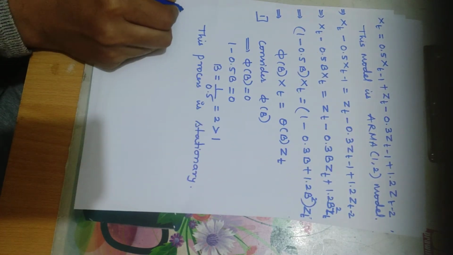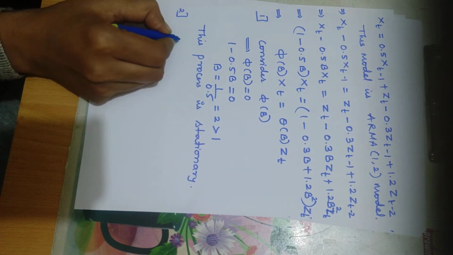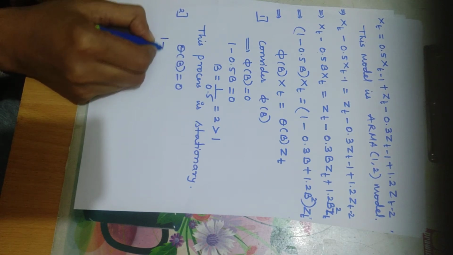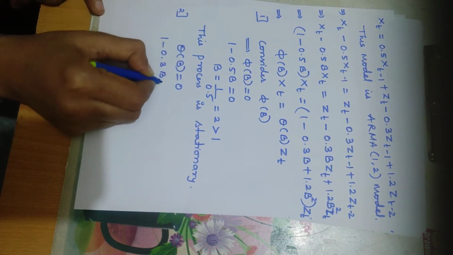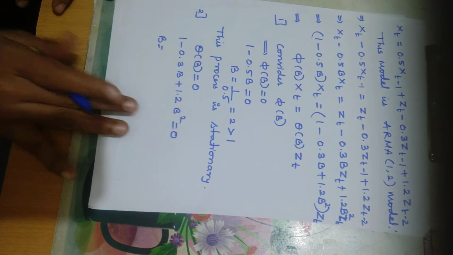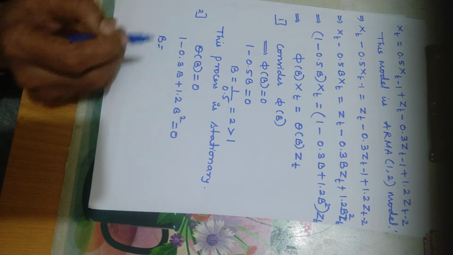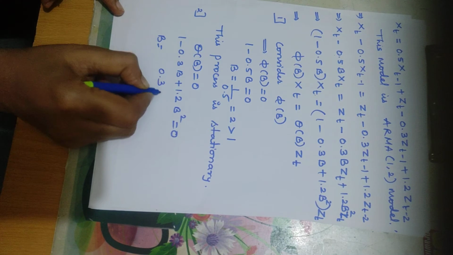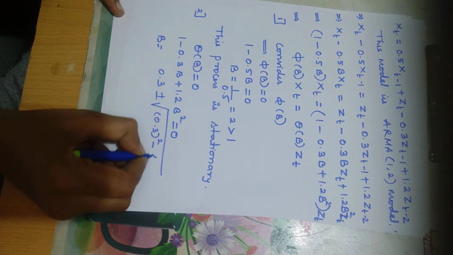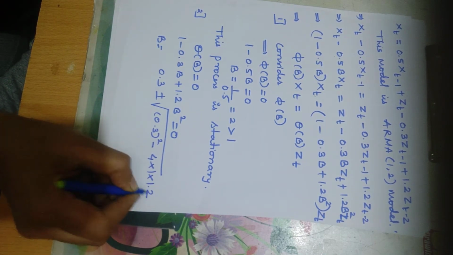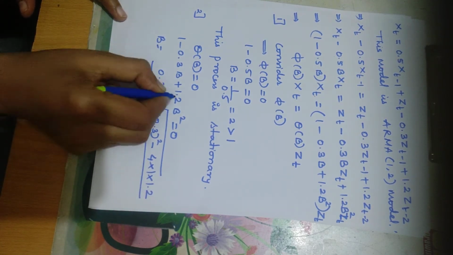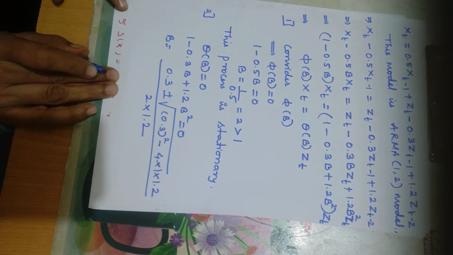Now to check invertibility, we have to consider the equation theta b is equal to 0. That is, theta b is 1 minus 0.3 b plus 1.2 b square is equal to 0. Solving this quadratic equation, it is in the form of a x square plus b x plus c. We have minus b plus or minus under root b square minus 4 a c, by 2 a, where a is 1.2 and c is 1.